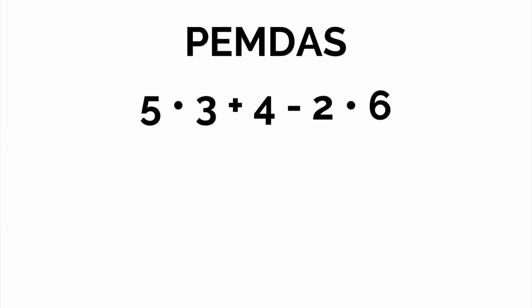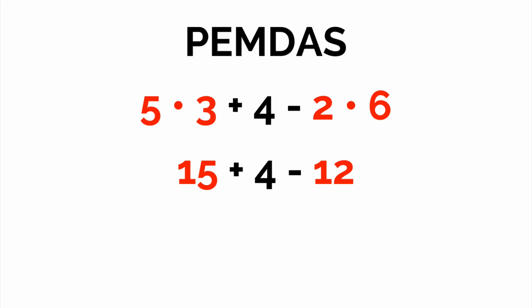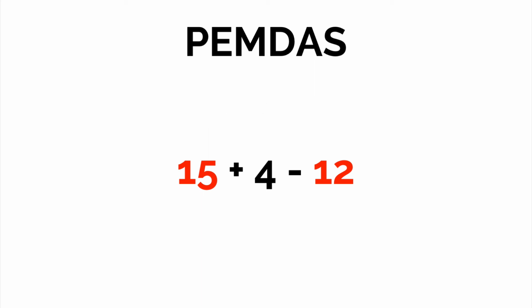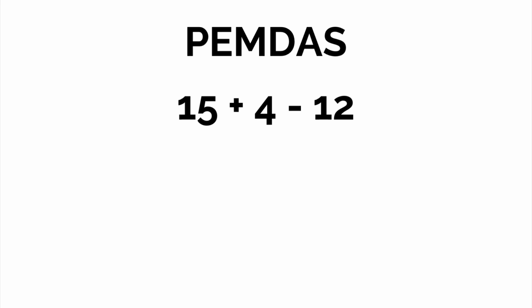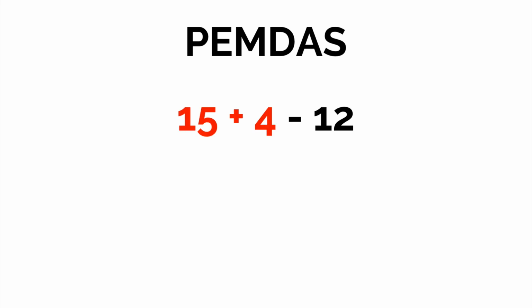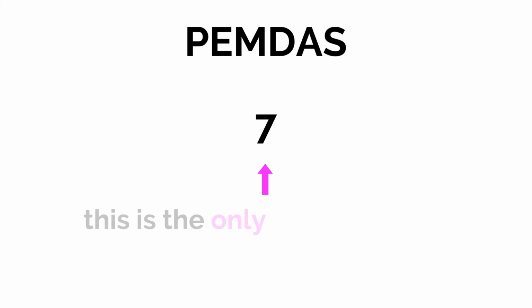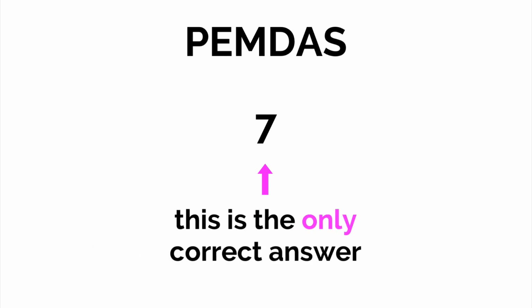Let's apply this method to our previous example. There are no parenthetical terms or exponents, so let's jump straight to multiplication. 5 times 3 is 15, and 2 times 6 is 12. We must do this before doing any addition. Now this reads 15 plus 4 minus 12. Now it's all addition and subtraction, so we just go from left to right. 15 plus 4 is 19, minus 12 is 7. And according to PEMDAS, this is the only correct answer.